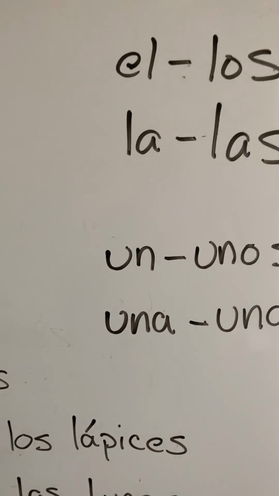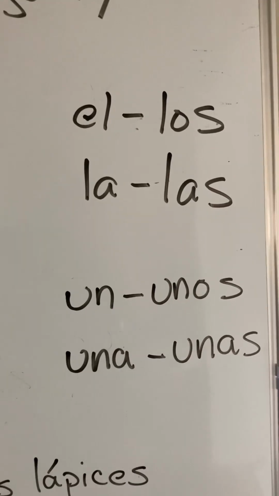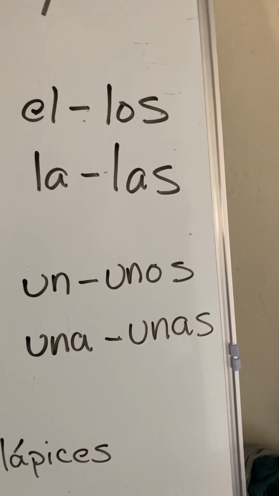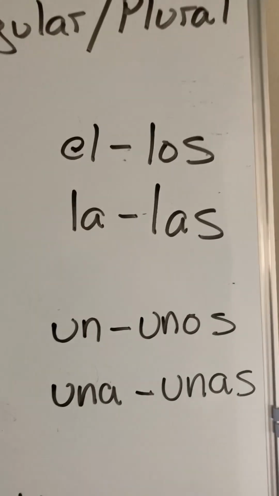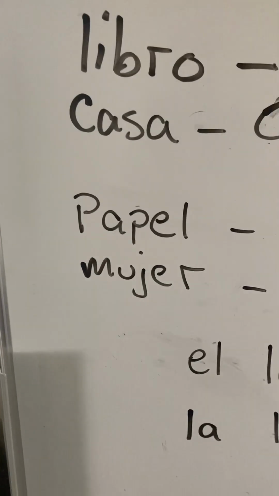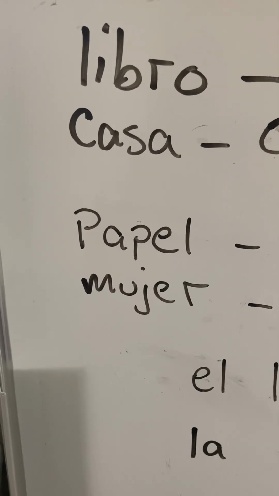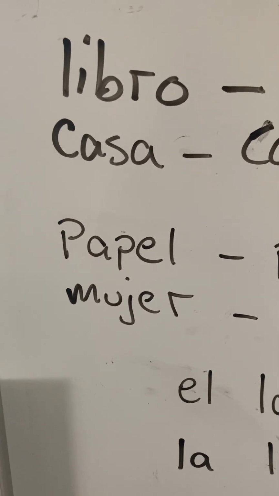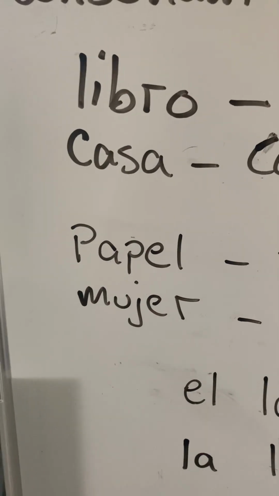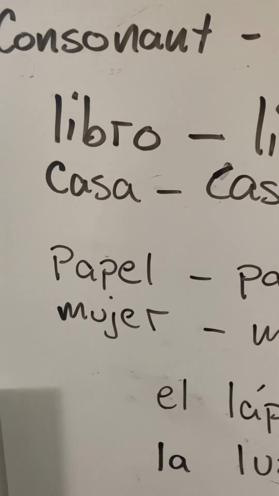Now, that one in English does become plural. And I always tell people, you have a book, but what would the plural be? Or in this case, you have a paper or a woman. Una mujer or un papel. What would the plural be in English? And the plural is some. So some papers, some women.